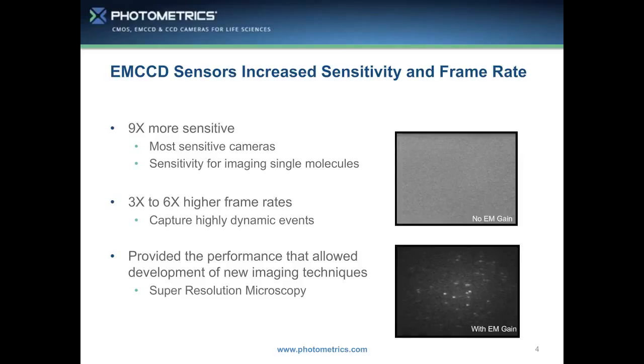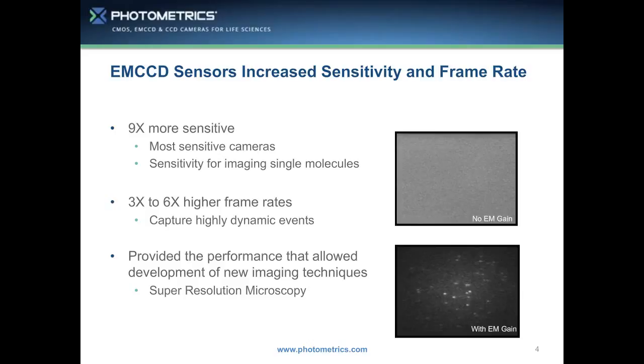And by having higher frame rates, I think CCDs at the time were somewhere around 11 to 12 frames per second. EMCCD cameras offered frame rates that were 3 to 6 times faster. At the time, EM cameras were at about 30 frames a second. For the last few years, they've been up to about 60 or 70 frames a second. And so EMCCD cameras were able to provide that level of performance that CCDs weren't able to quite get you.